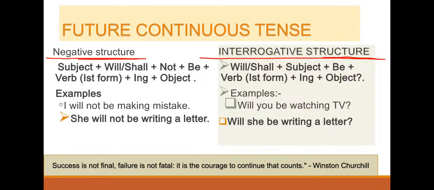Now we have the negative structure right here, that is subject plus will/shall plus not plus be. Just like that, not is being placed between will/shall and be, and after that we have the first form of the verb and the ing form of the verb and the object.